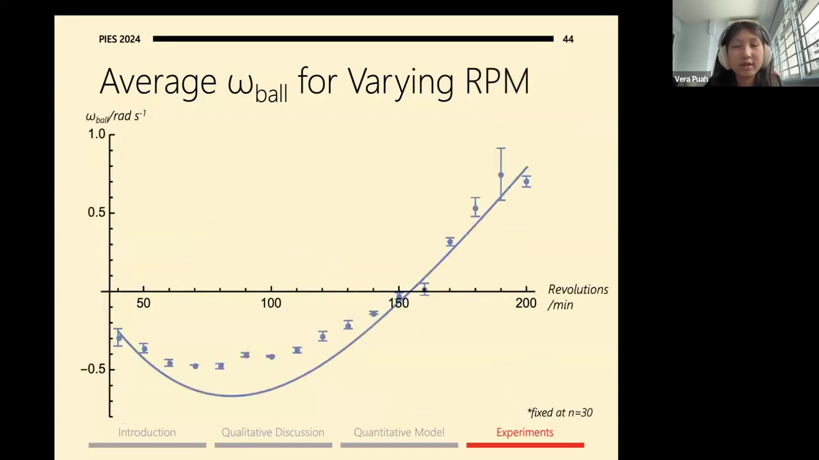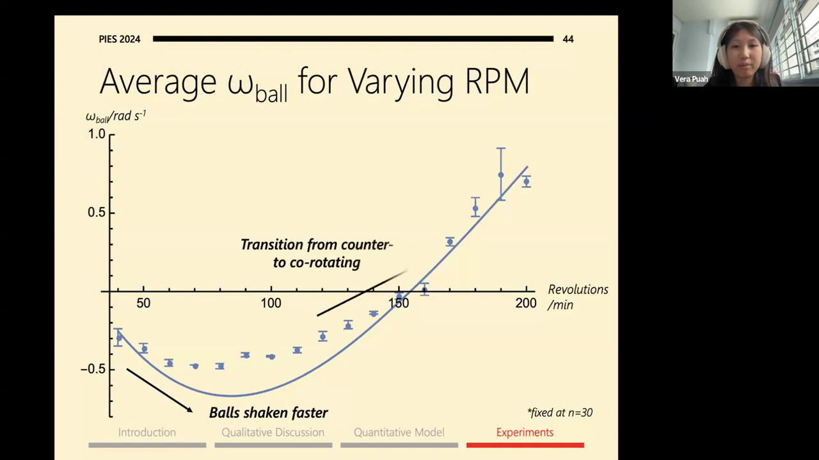We also see this graph for varying frequency. And again, there's also the same trend of the balls lying above the line. So at the start, as the balls get shaken faster, they start to move a greater distance around the container. And as you move up again, you see it start to transition from counter to co-rotating, where the direction starts to reverse. And after that, it just continues going up.